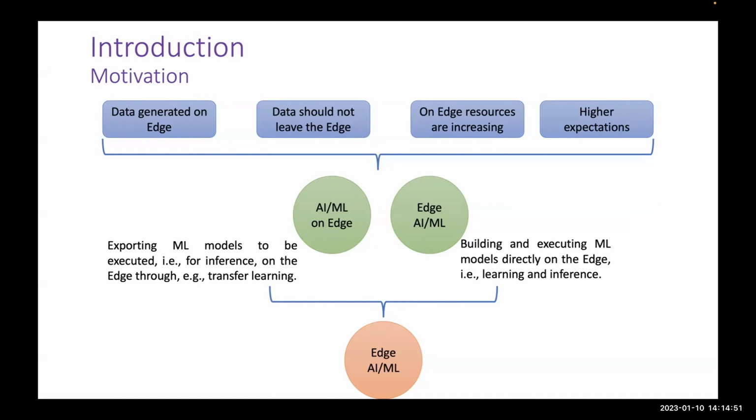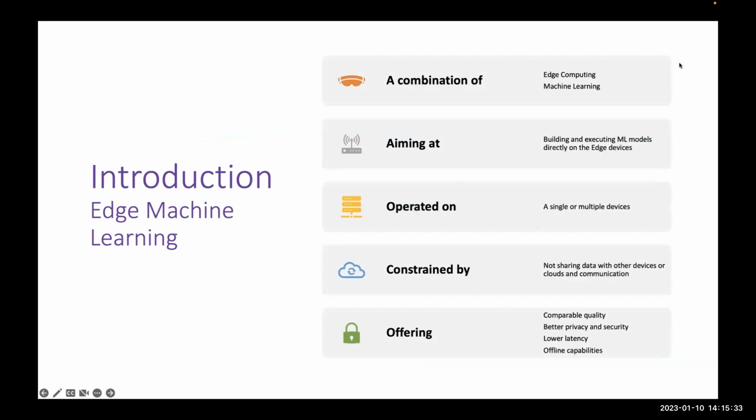AI on the edge is basically trying to see how I can execute my previously, or usually, big machine learning models on small devices. On the other hand, you have the edge ML, which comes to ask the question of how I can build models directly on the edge. Remember, the edge for us is a limited-resource device, and this is a constraint that needs to be taken into consideration. This takes us to edge ML in general, which encapsulates both of these concepts.